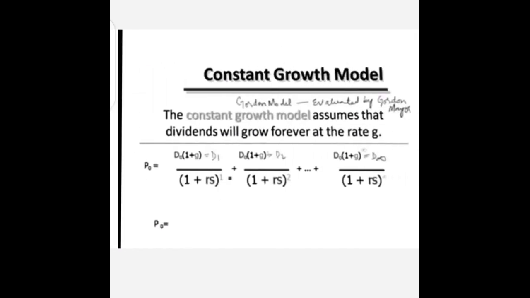If we have constant growth, then we find the valuation of the stock using the sum of all dividends discounted with 1 plus the required rate of return. If we sum up all of them, we come to the constant growth model formula, which can also be found using D1 divided by RS minus G. We will discuss it in today's lecture.